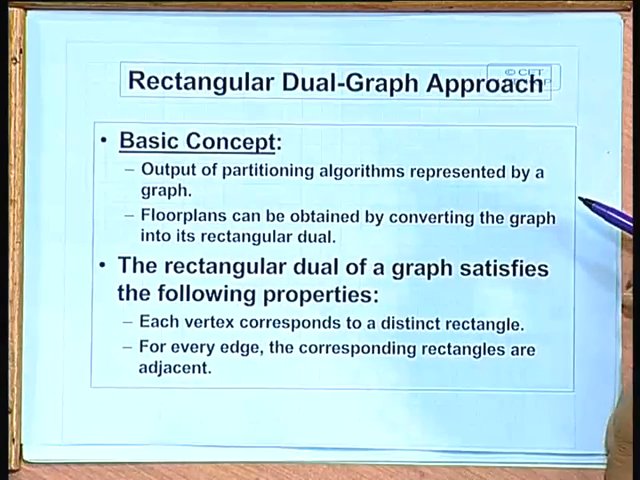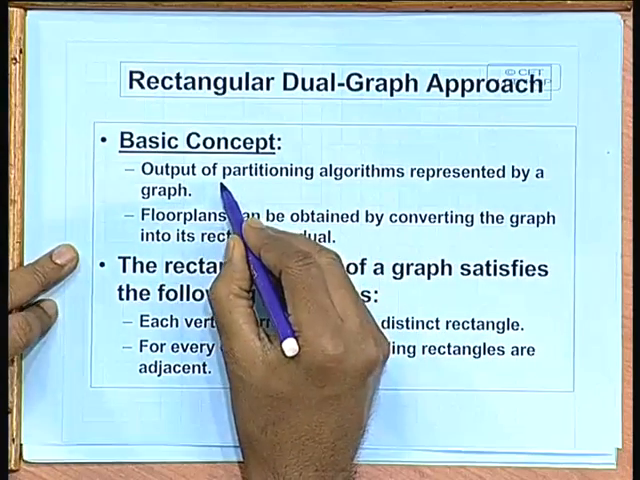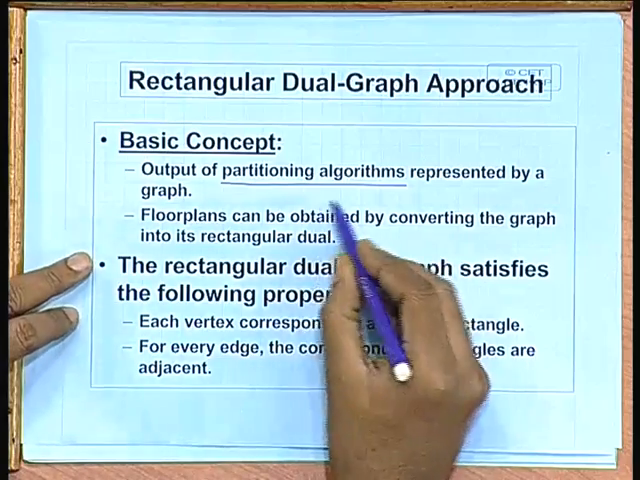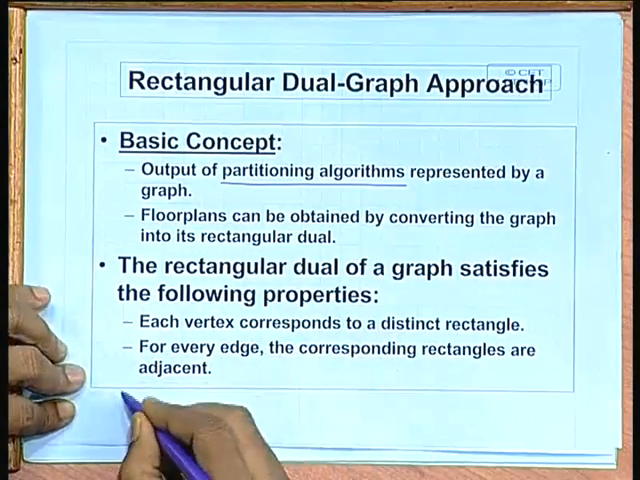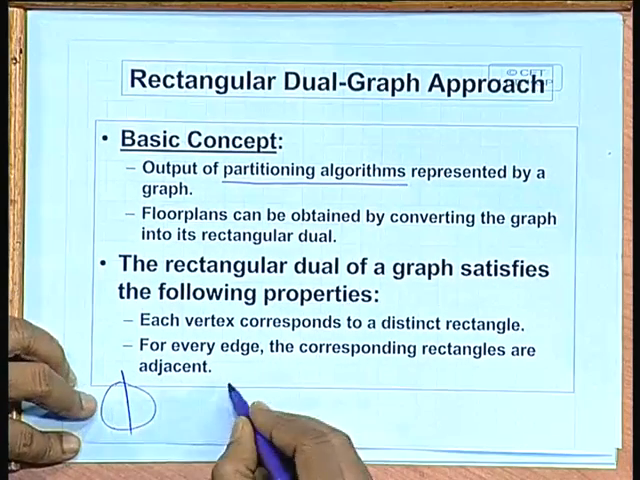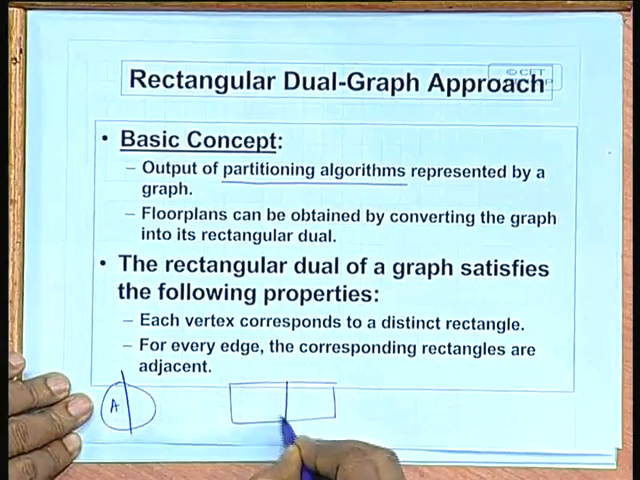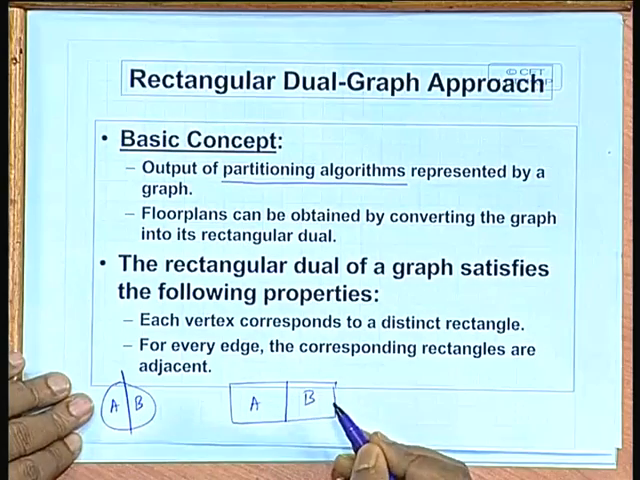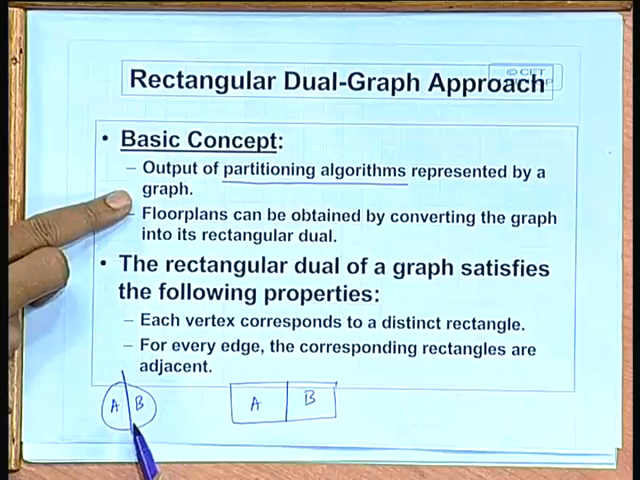Now, the basic concept is quite simple. See, when you are carrying out a partitioning of the circuit, because floor planning and partitioning are typically carried out hand in hand, when you are dividing a circuit into two blocks through partitioning, what we expect is that with respect to the floor plan, one partition A will be placed in some region and the other partition will be placed in a disjoint region. So, the output of the partitioning algorithm can be represented by a graph.